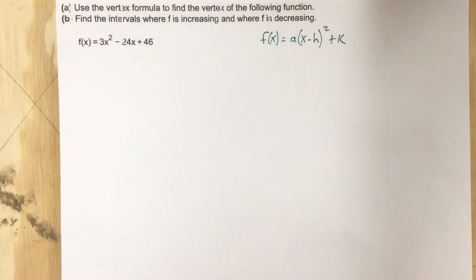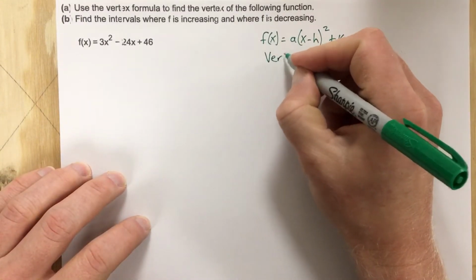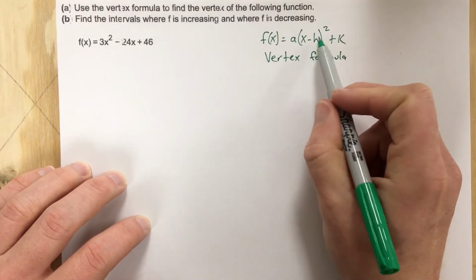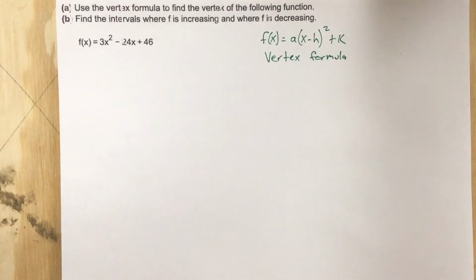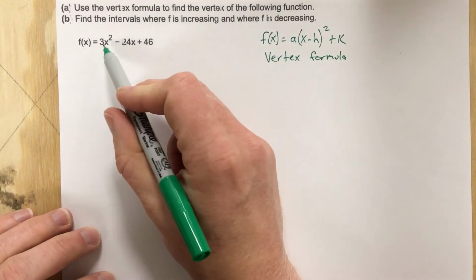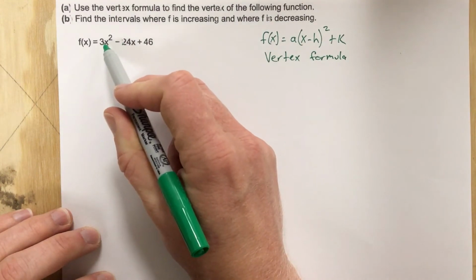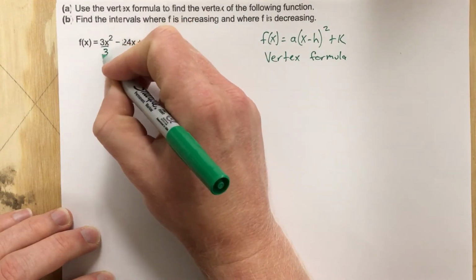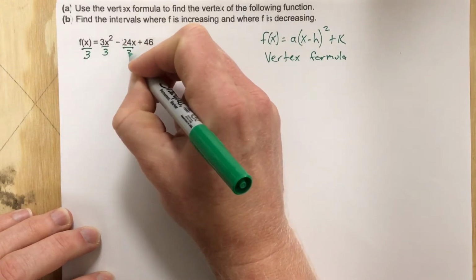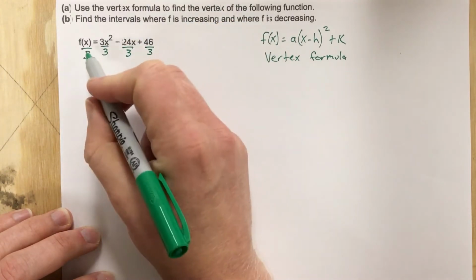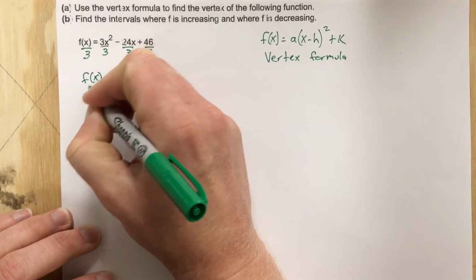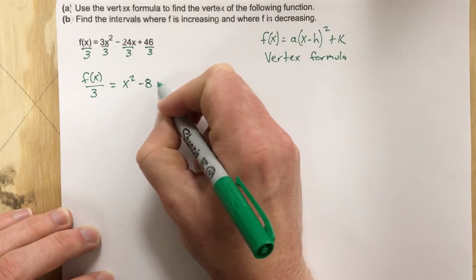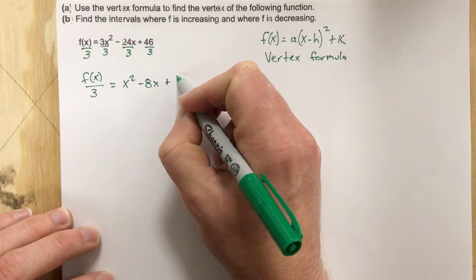So with vertex form, what we're really looking to do is change your quadratic into a quadratic that has a perfect square factorization in it. In order to do that, the first thing we need to do is try and get this leading coefficient to be 1. I prefer to do that to start, so we're going to divide by 3 on each spot in this function so that it makes completing the square easier. So this is f of x over 3 equals x squared minus 8x plus 46 over 3.